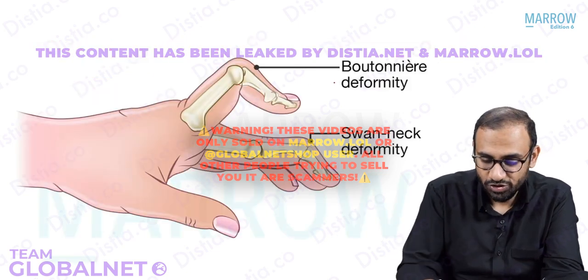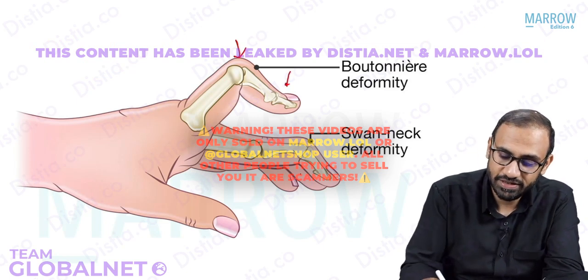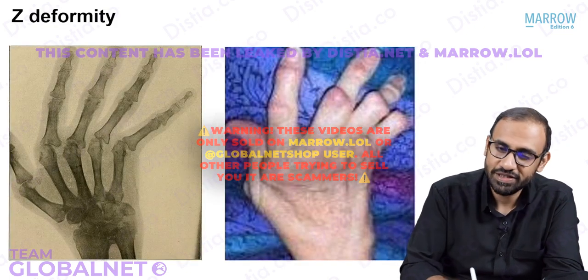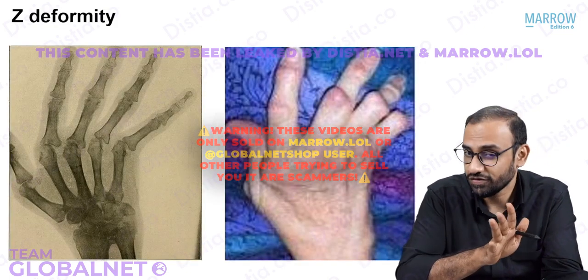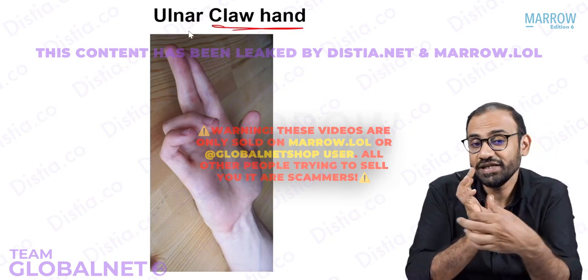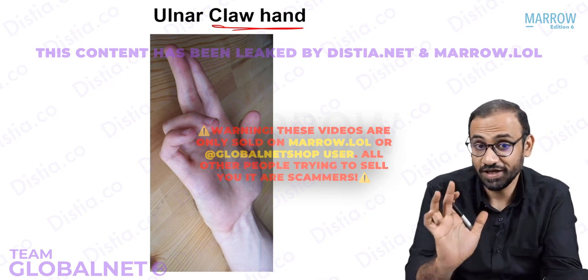Quick recall, this is your Boutonniere deformity, flexion of the PIP and extension of the DIP. Swan neck deformity is extension of the PIP and flexion of the DIP. Z deformity is radial deviation of the wrist and ulnar deviation of the fingers. And claw hand is seen in ulnar nerve palsy where there is hyperextension of the MCP and the flexion of the PIP and DIP. Okay, is that clear?